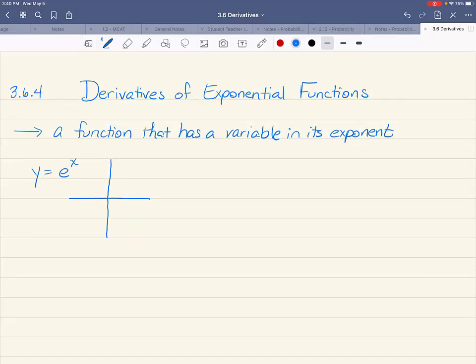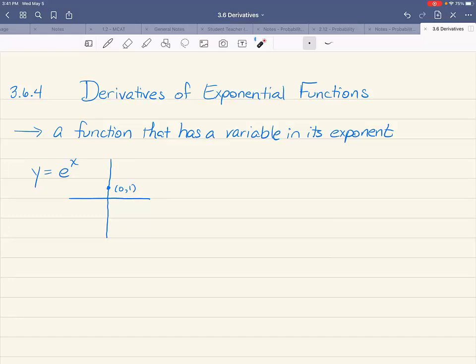Some of you may remember what it looks like. Most of the basic functions go through 0, 0. This is one of the exceptions. When you graph e to the x, it goes through the point 0, 1, because if you substitute 0 into here, e, which is a number, to the power of 0 is equal to 1. We learned that on the first day of this unit.